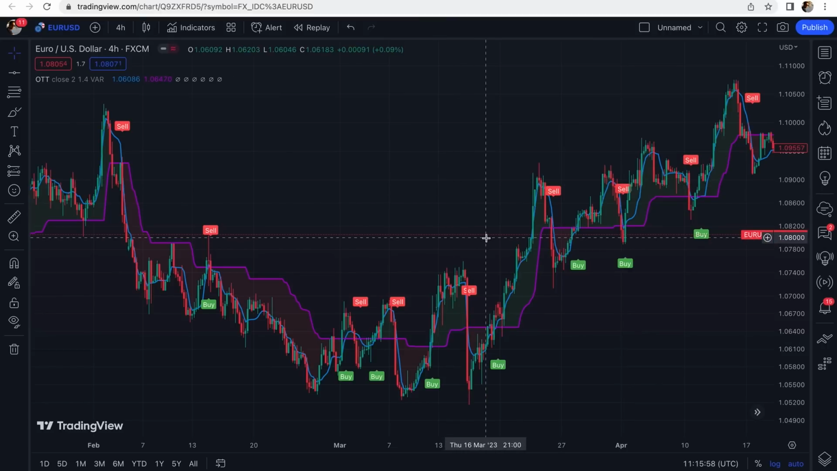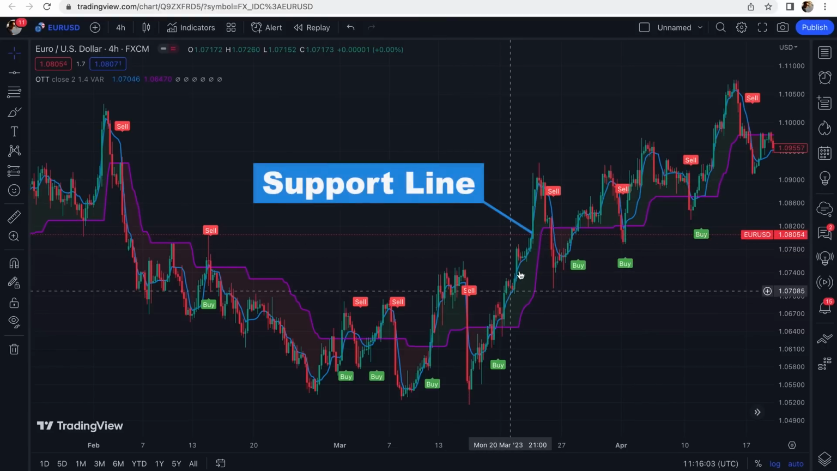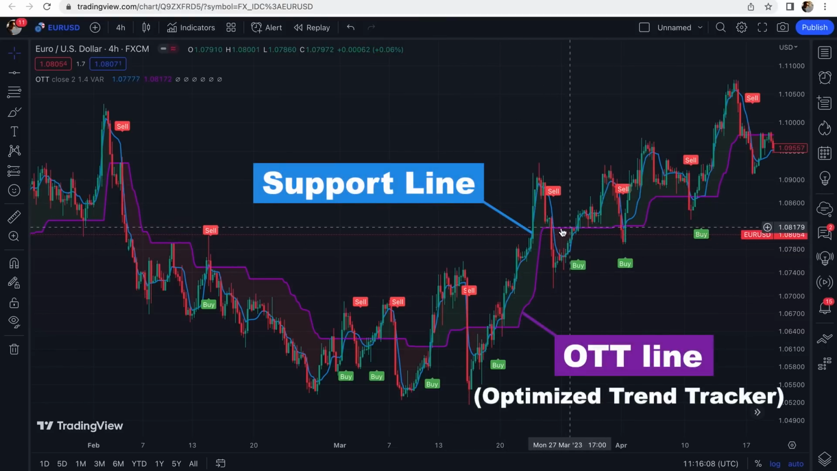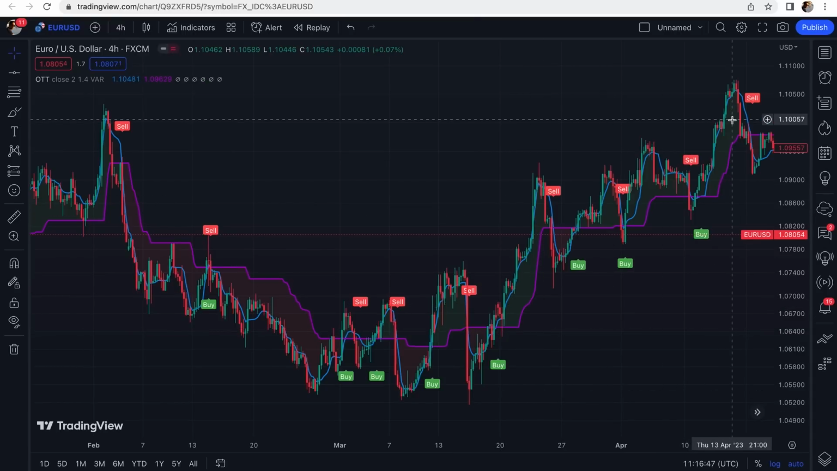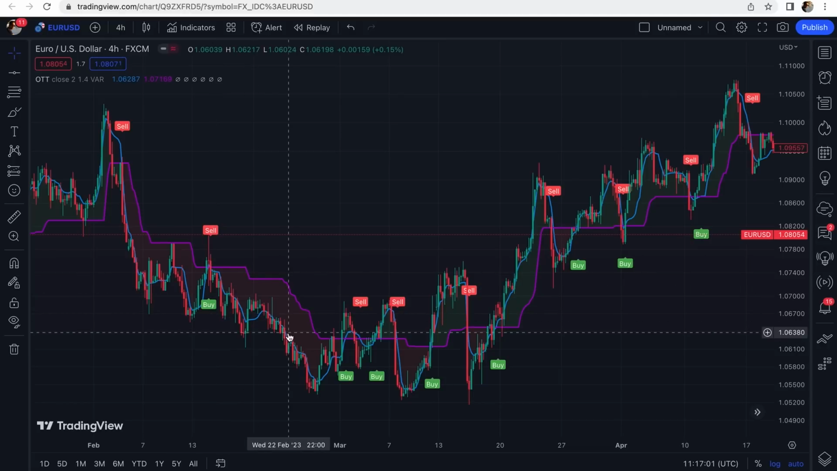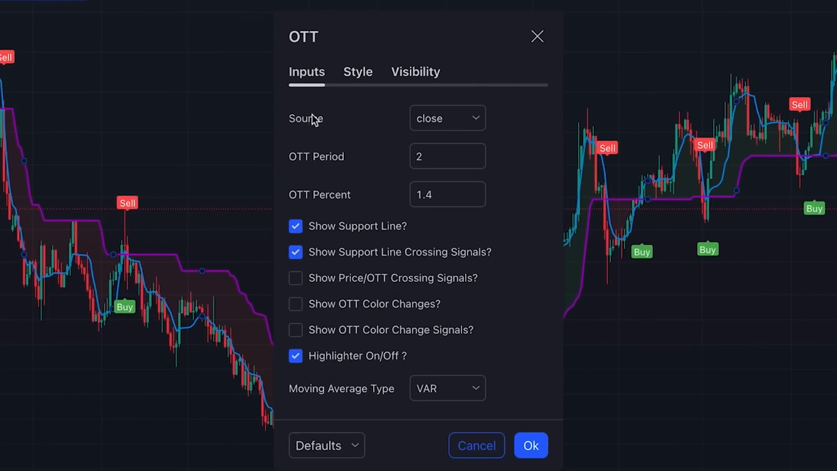Alright, this indicator has two components. The blue line is the support line and the purple line is the OTT line. Basically, when the price is above the OTT line, the market is in an uptrend, and when the price is below the OTT line, the market is in a downtrend. Please pay attention that by adjusting the settings of the OTT line, you can define what kinds of trends you are interested in, capturing short-term trends or longer-term trends.